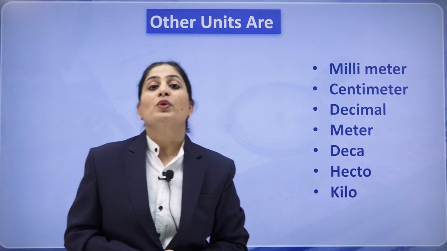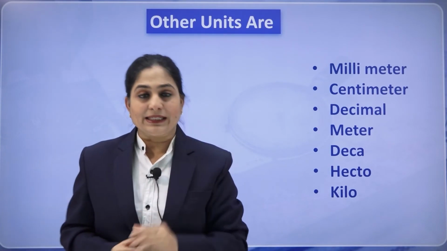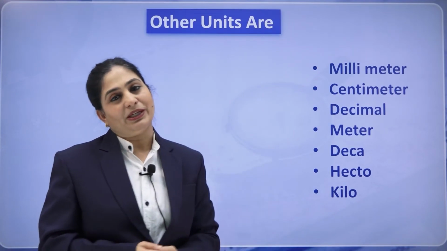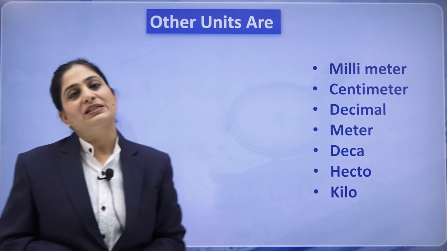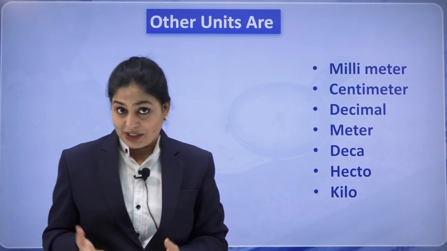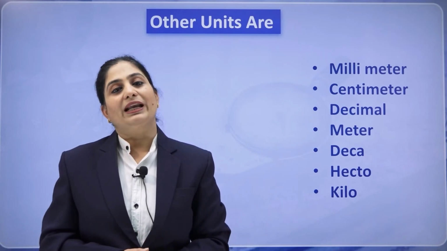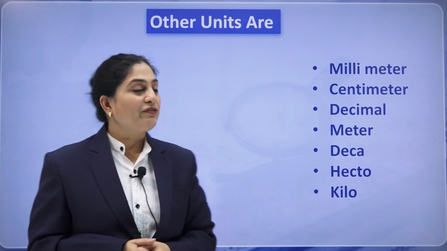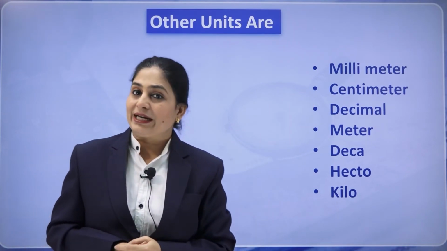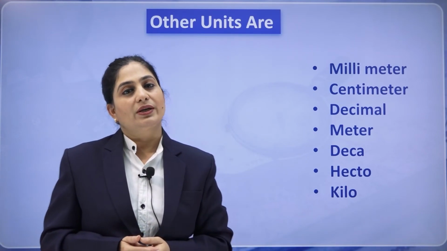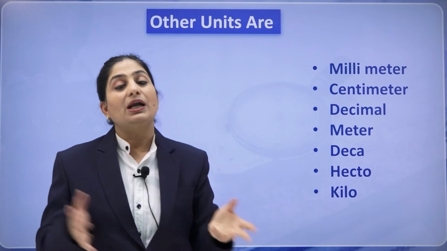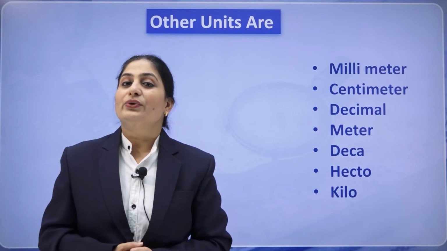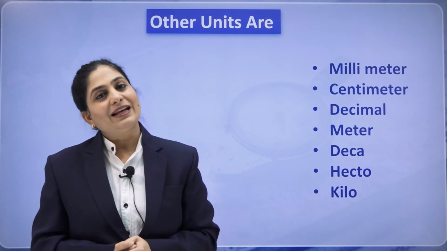Suppose I ask you what is the length of your pencil lead? That is very, very small, so you can easily count it in centimeters or in millimeters. Depending on what type of distance or what type of object we need to measure, we will use the unit accordingly, and it is very easy to convert one unit into another. If we know the relation between meter and decimeter, we can easily convert that unit. If I know the relation between meter and decameter, I can easily convert meter into decameter. These are the unit conversions that you will study in higher classes.